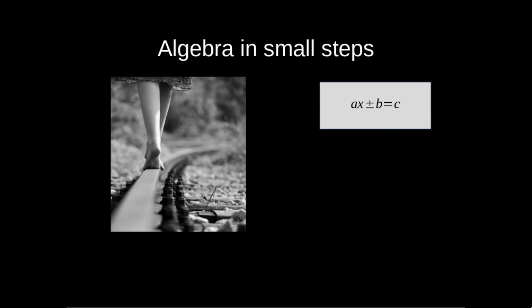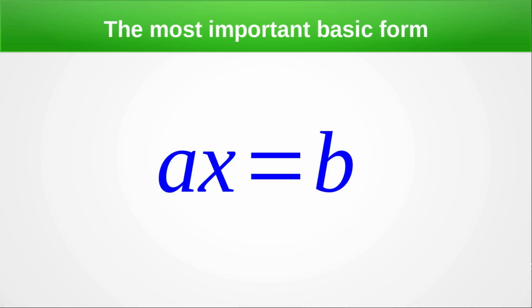In this video we're going to see how to solve equations where we've got two things happening. Here we've got the x being multiplied by a number and then we're adding or subtracting a number. Now this is really important. This is the basic form that we want to change our equations into.